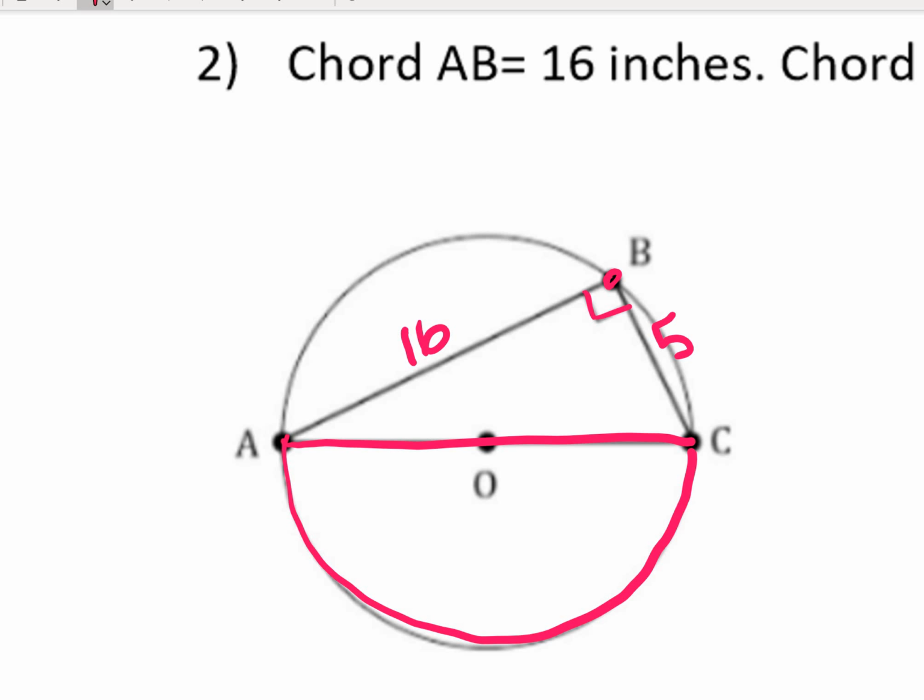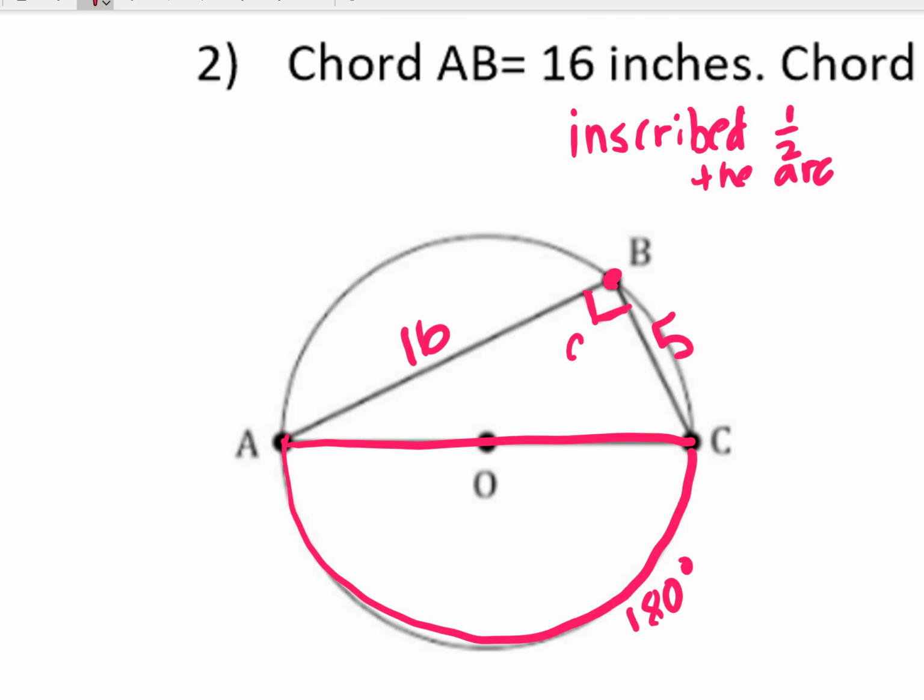So either way you look at it, you would know that this angle, because it is an inscribed angle, inscribed angles are 1/2 the arc that they intercept. So if this is a 180 degree arc, then this is a 90 degree angle measure. So 90 degrees here. That gives us a right triangle. So I can use my Pythagorean theorem. That pops up all the time. 5 squared plus 16 squared equals x squared.